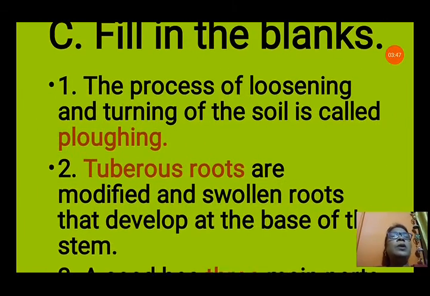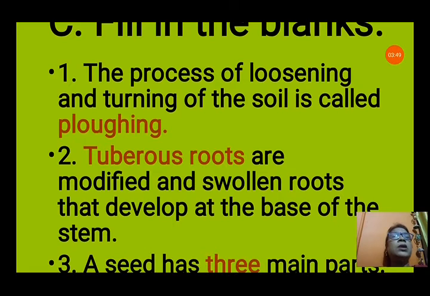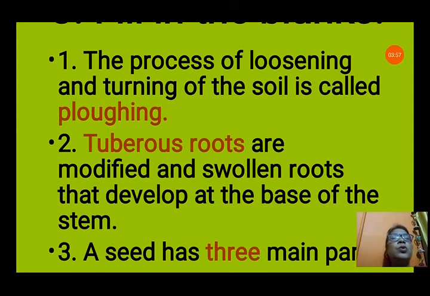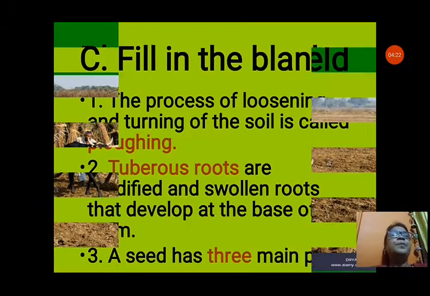Now next is fill in the blanks. The process of loosening and turning of the soil is called plowing. Second is: the dash roots are modified roots that develop at the base of the stem. So we know that tuberous roots are modified roots that store food, and they develop into new plants. A seed has three main parts: seed coat, embryo and cotyledons. So here the answer will be 3.